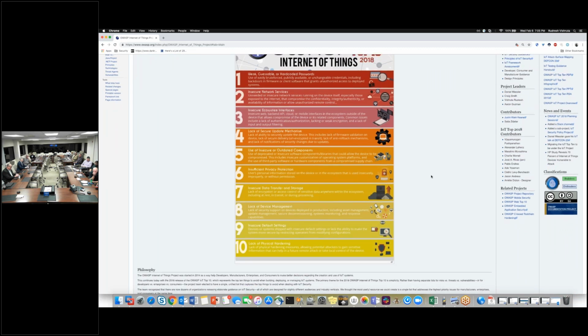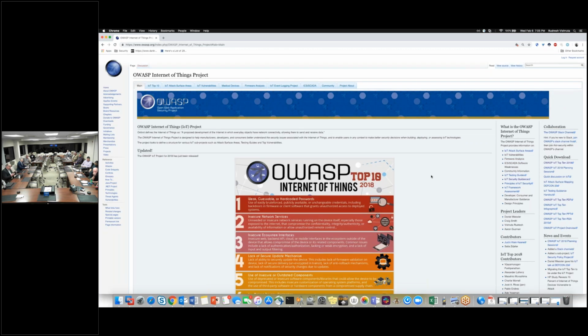So we have other related projects currently that we're working on. It's called the IoT Code. The purpose of this project is to tell developers and users how to secure devices. Most of the top 10 vulnerabilities will be included in this particular framework.